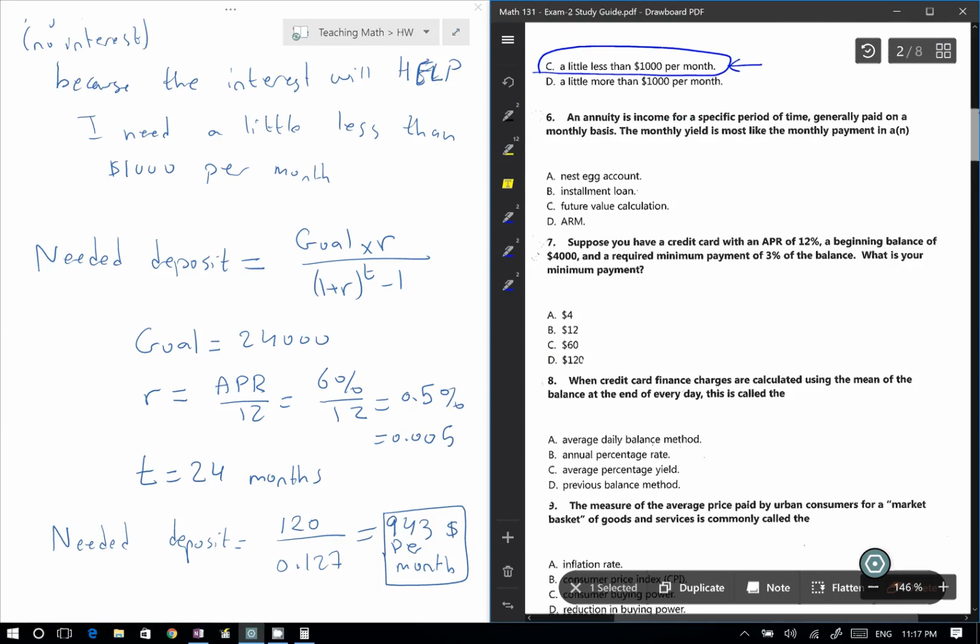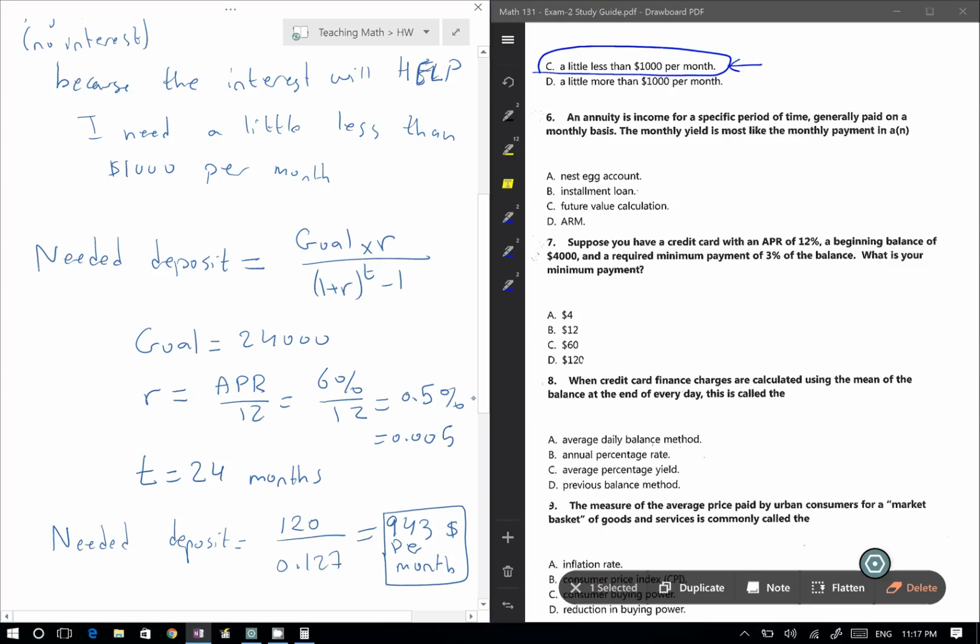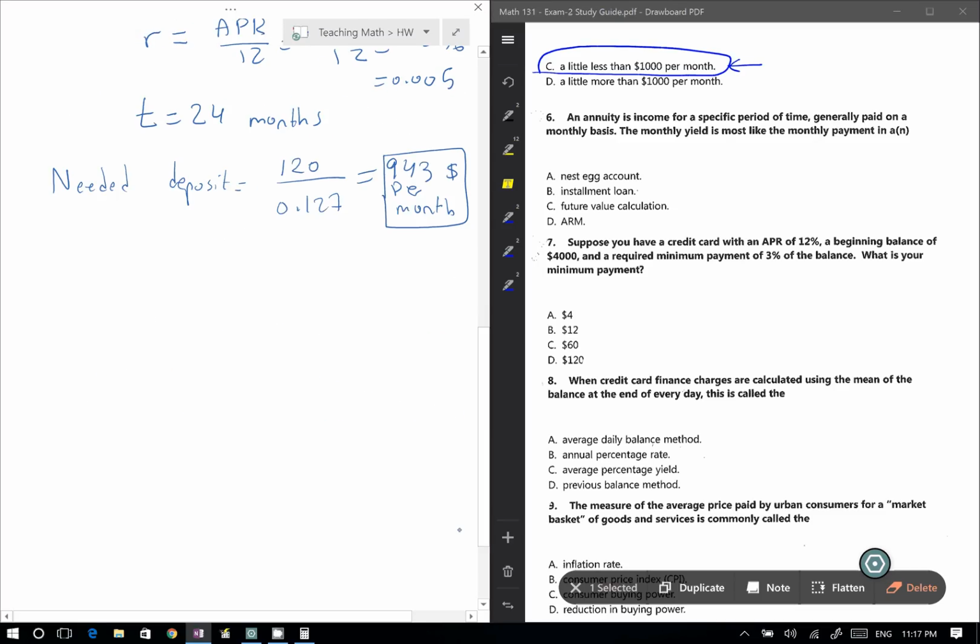An annuity is income for a specific period of time, generally paid on a monthly basis. The monthly yield is most like the monthly payment in a. So it's asking me, an annuity has a yield, and it's asking what does the yield look like. Okay, so in order to do this, I have to look at the annuity formula.